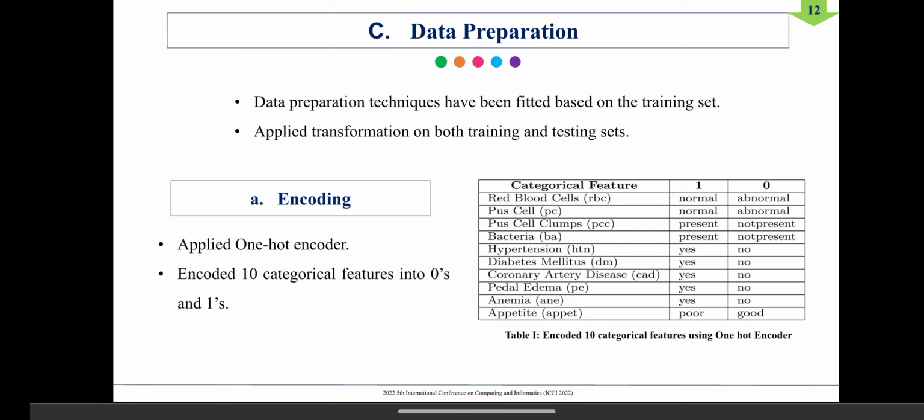Data preparation. We have fitted data preparation techniques based on the training set, then applied transformation on both training and testing sets. I am briefly describing the data preparation methods. Encoding. After cleaning the datasets, there were 10 categorical features. We have encoded the values of those categorical features into zeros or ones with one hot encoding technique. Table 1 shows which categorical values have been encoded into 1 or 0.